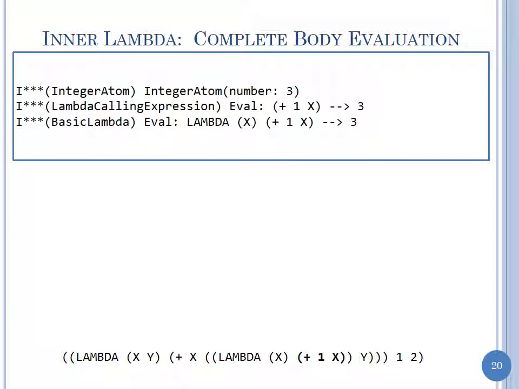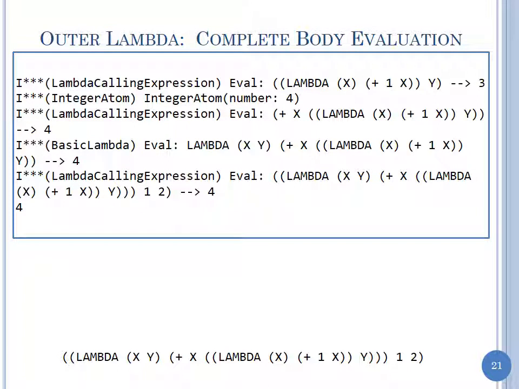And now we can evaluate the inner lambda completely, okay? And the inner lambda will return 3. The plus in the inner lambda will return 3, right? And we can now finish evaluating the outer lambda, and the outer lambda will return plus 2, 3, which is 5.